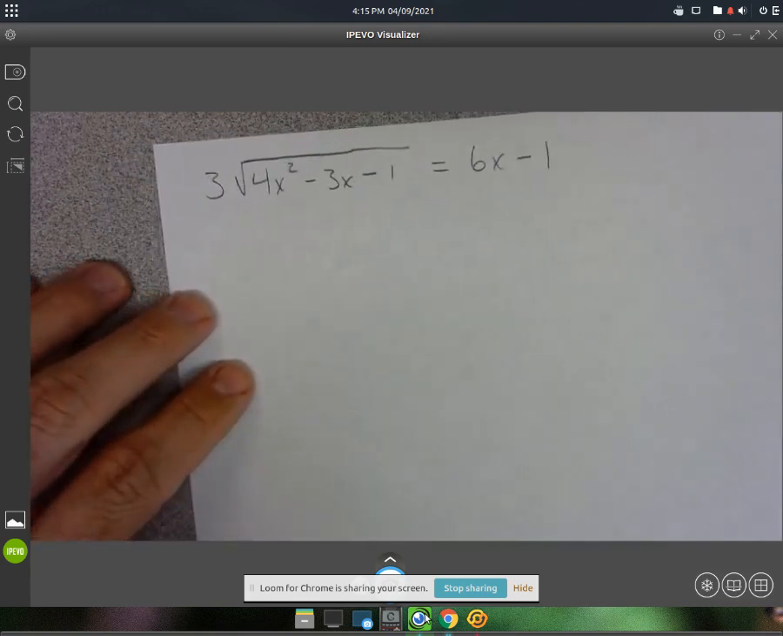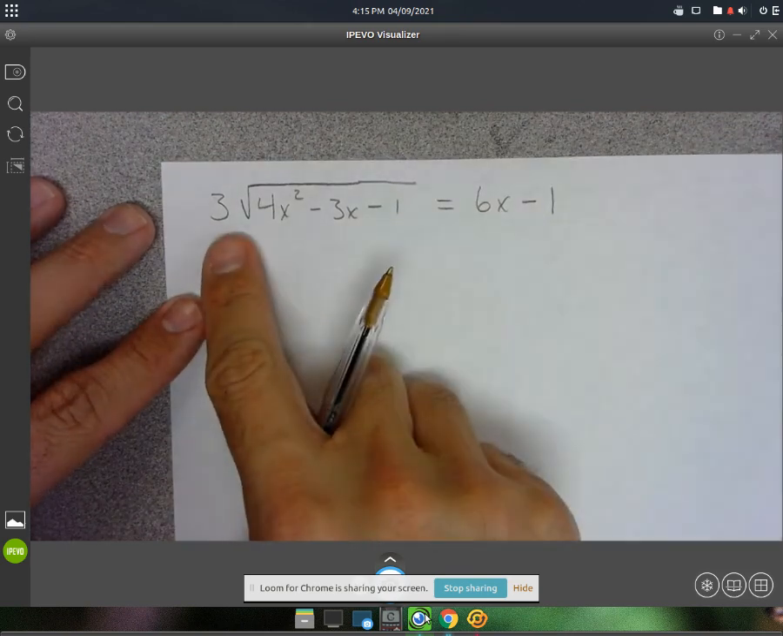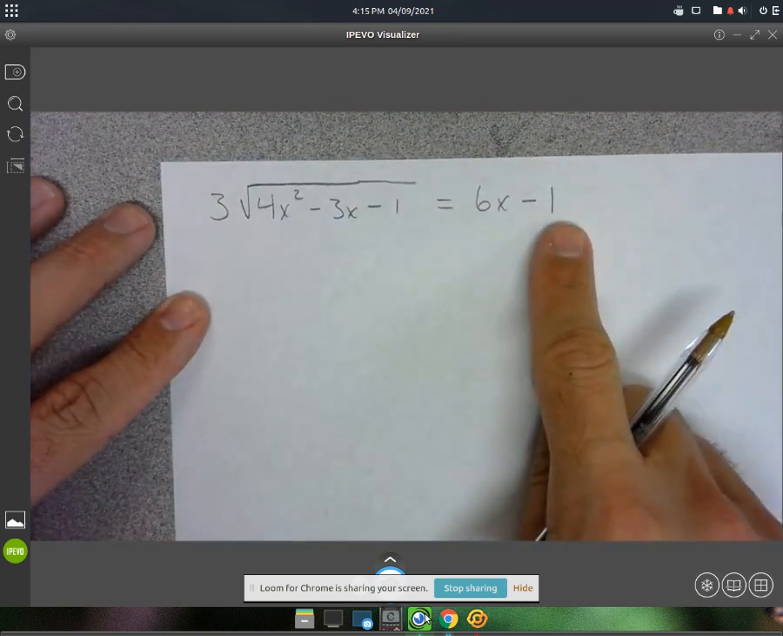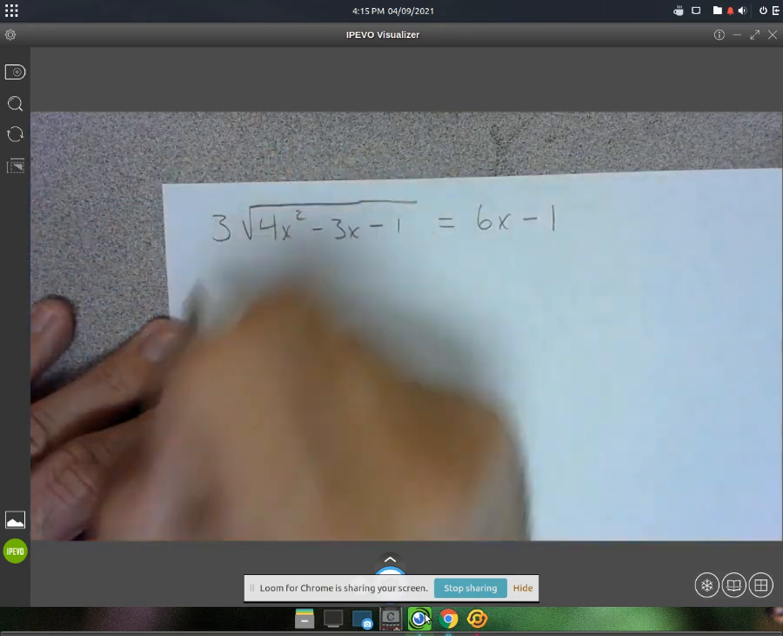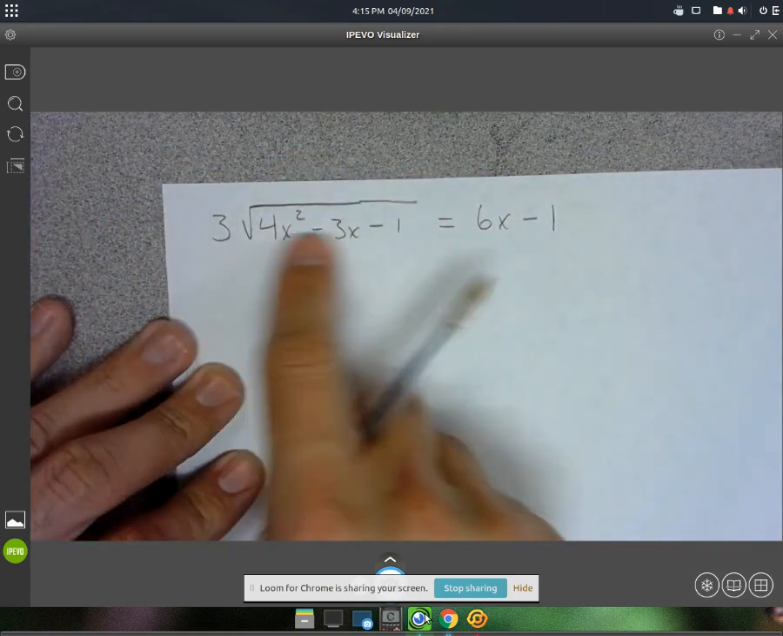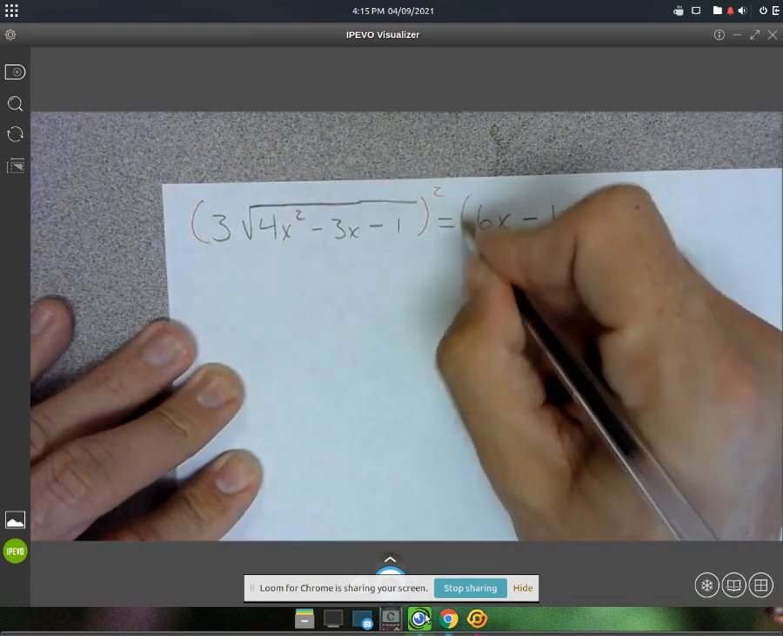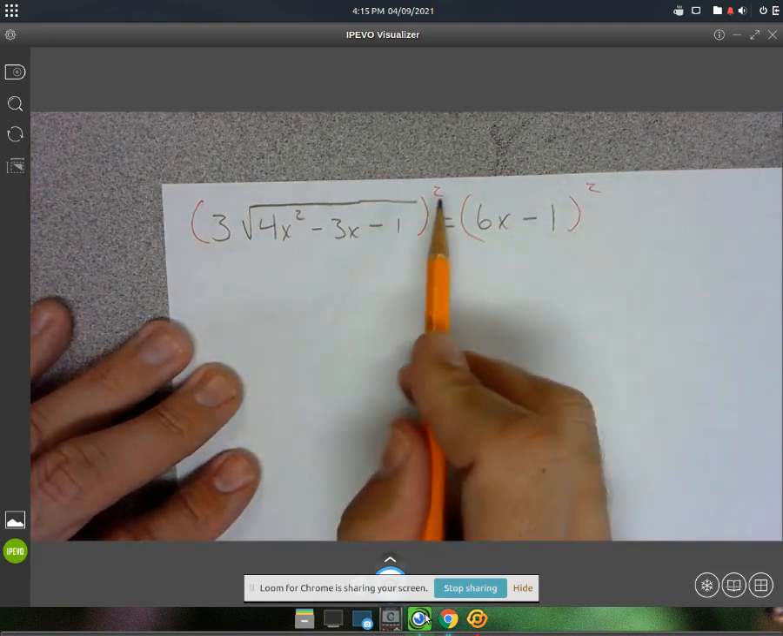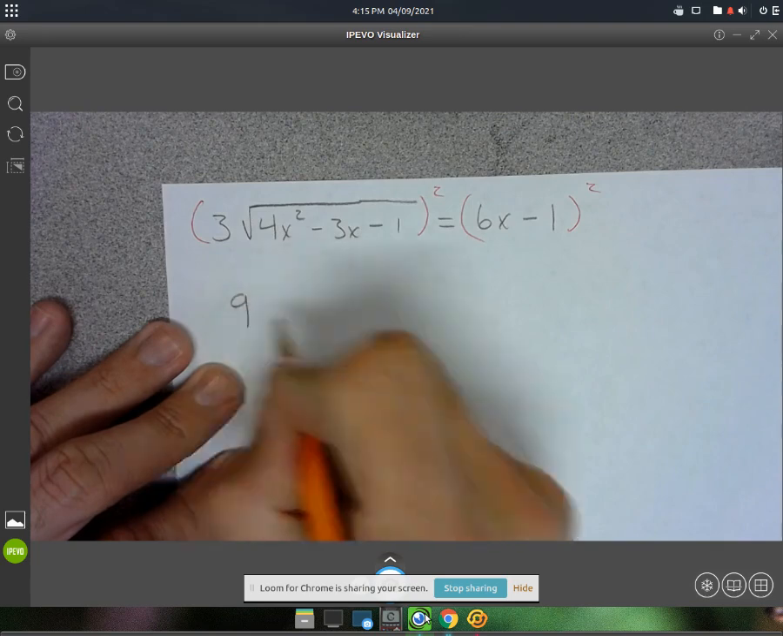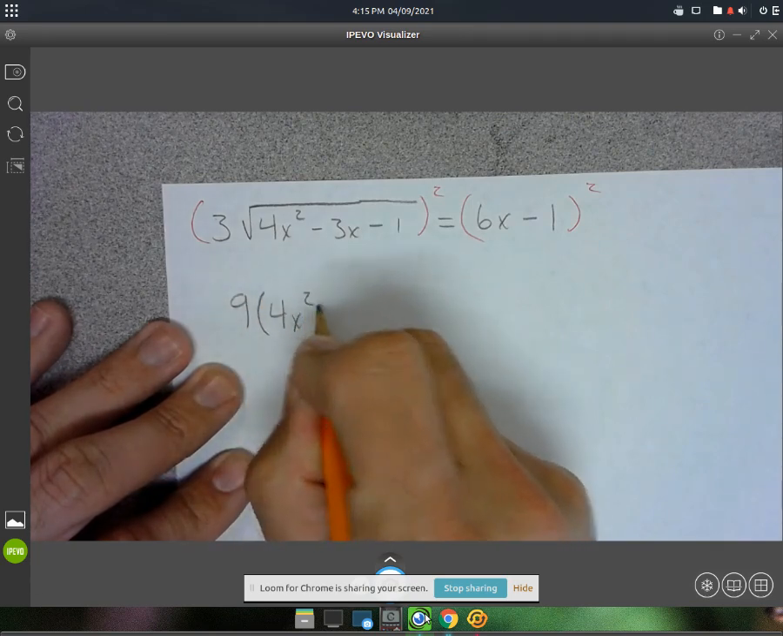All right, so on this one, again, I could divide by 3, but I'd end up getting like a 1/3 over here. That's going to be ugly. So let's go ahead and square both sides. There's nothing else on this left-hand side, so I'm going to square this. I'm going to square this. So 3 squared is going to be a 9, and then the rest of that part, the square root's going to cancel.